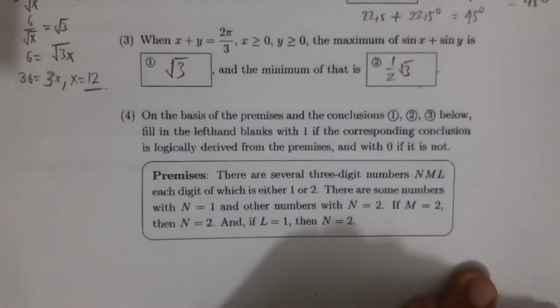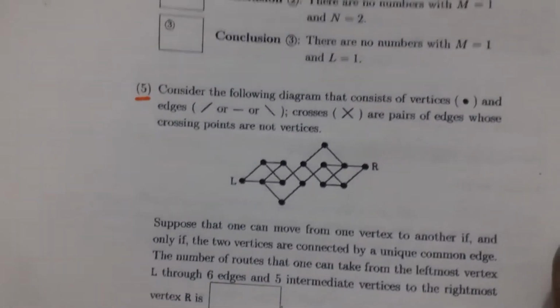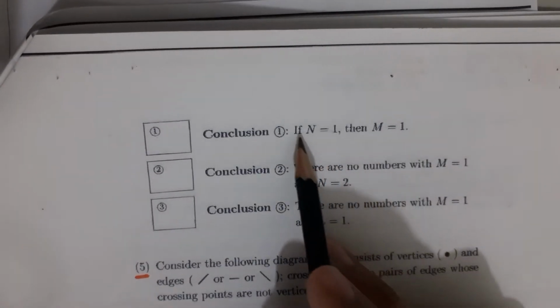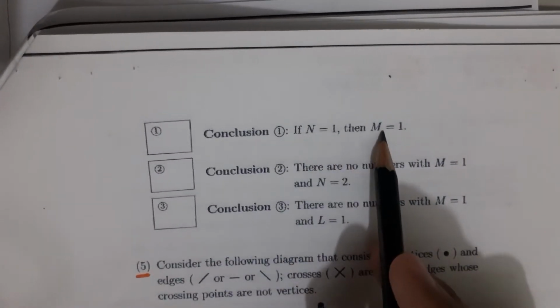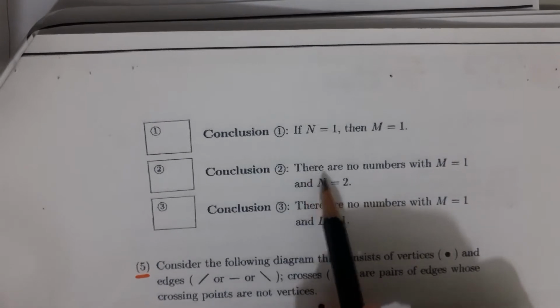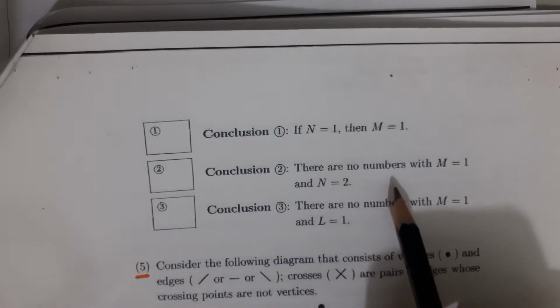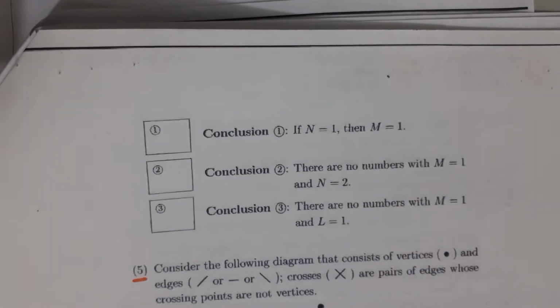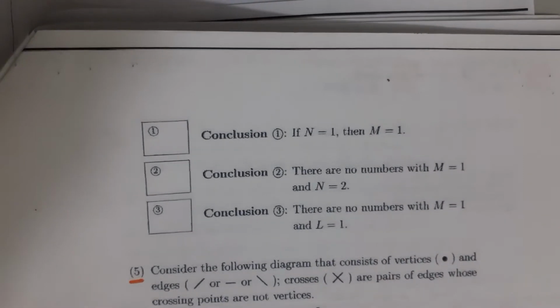So that's the premises. So let's see about the conclusions on the next page. And they say the first conclusion: if n is 1, then m is 1. Number 2: there are no numbers with m equals 1 and n equals 2. And conclusion number 3: there are no numbers with m equals 1 and l equals 1. So let's write everything in the paper of our question here, number 4.